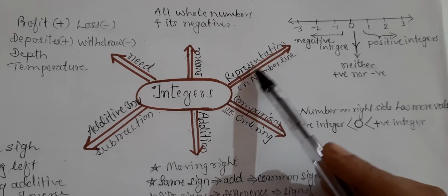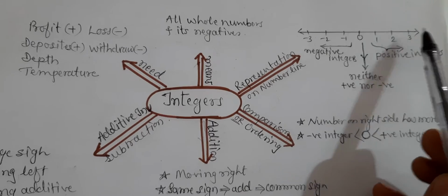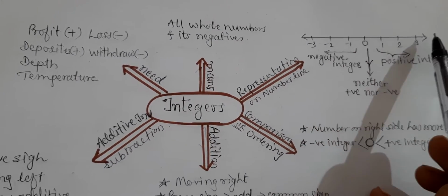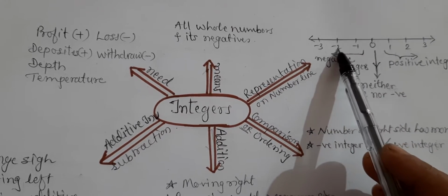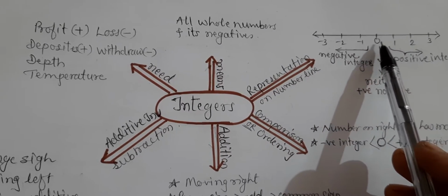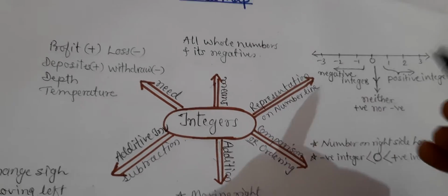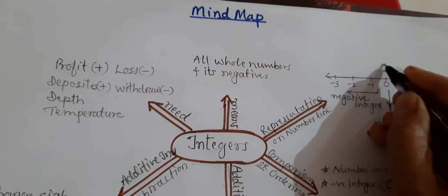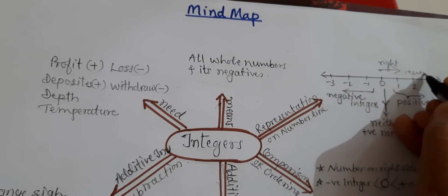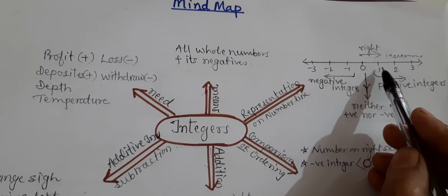Here we will see how to represent integers on the number line. We have to draw a line on which 0, 1, 2, 3, that means whole numbers, we have written. Then we should write down -1, -2, -3. Now here we can see as we are moving to the right, value increases. More value the number will have if it is situated to the right.